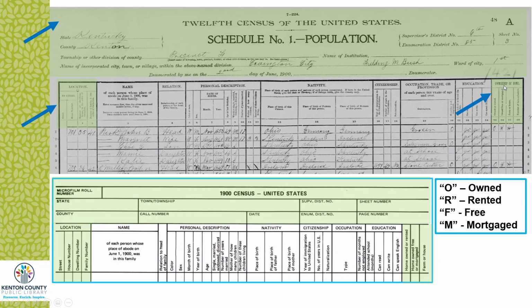And then another big column for the 1900 census is ownership of home. That census asked if the home was owned or rented, and if it was owned free or mortgaged. A lot of times you'll just see letters here. So I put this here for you to jot down: O is owned, R is rented, F is free, and M is mortgaged.